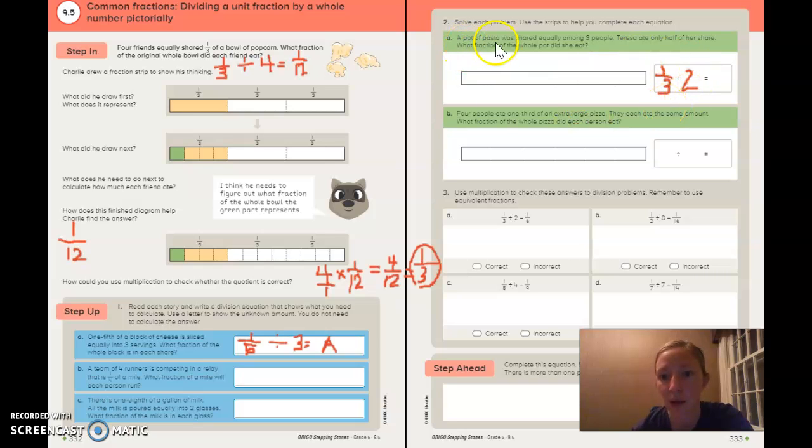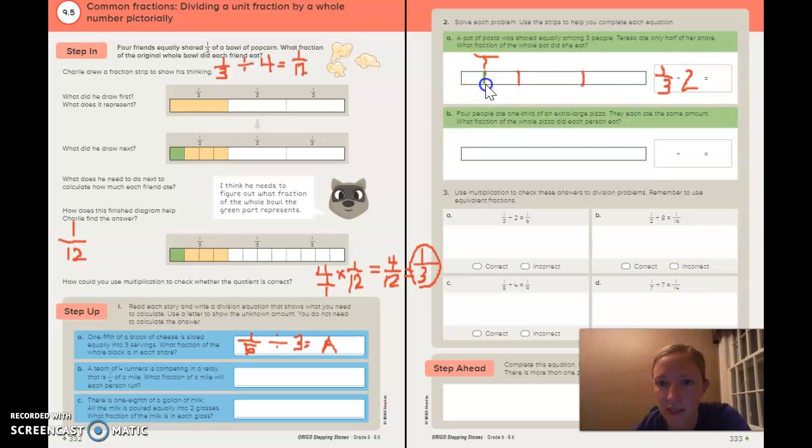Okay, so a pot of pasta was shared equally among 3 people. So if this is the pot, they shared it among 3 people. So 1 person's share, 2nd person's share, and the 3rd person's share. Let's say this is Teresa's share. Well, she divided hers into 2 different pieces. So I'm going to use a different color actually. Let's do green.